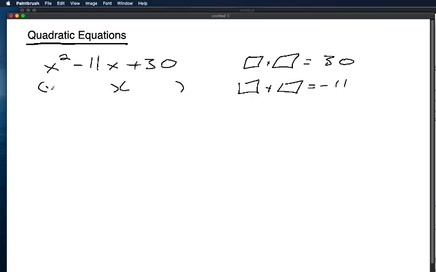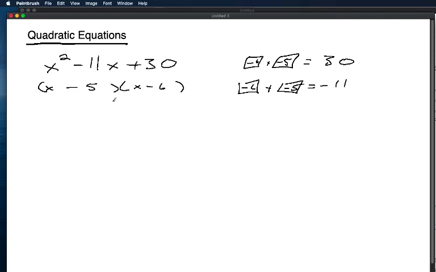All right. And what we did was we put an X here, and we figured out that it is minus 6 and minus 5. And we just put those numbers there. All right. So this is what we had to do.